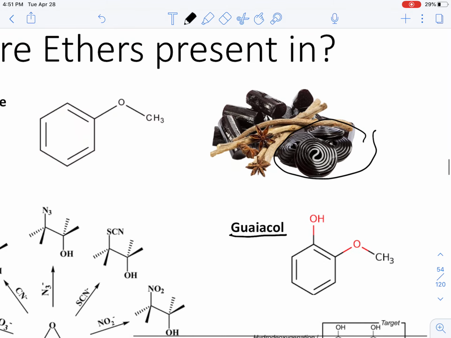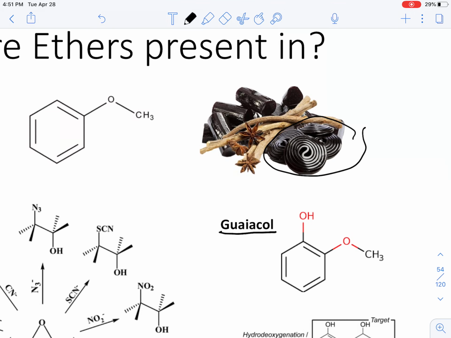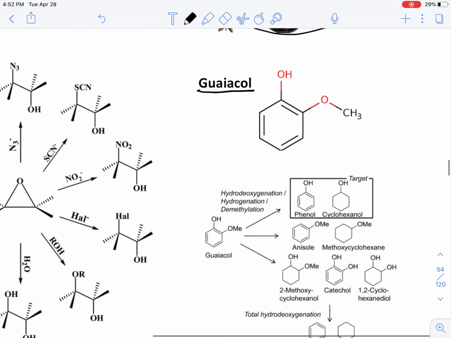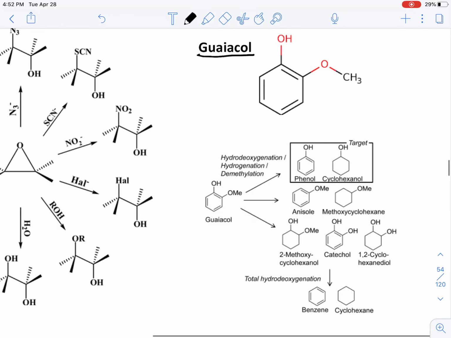Guaiacol, hopefully I'm pronouncing that correctly, is another naturally occurring organic compound. The main point of guaiacol is that it's a precursor to a whole bunch of other substances. For example, if you have guaiacol, you can perform a specific chemical reaction that would produce anisole, methoxycyclohexane.